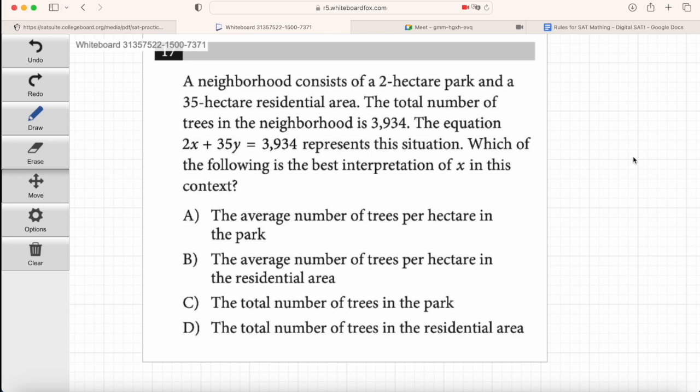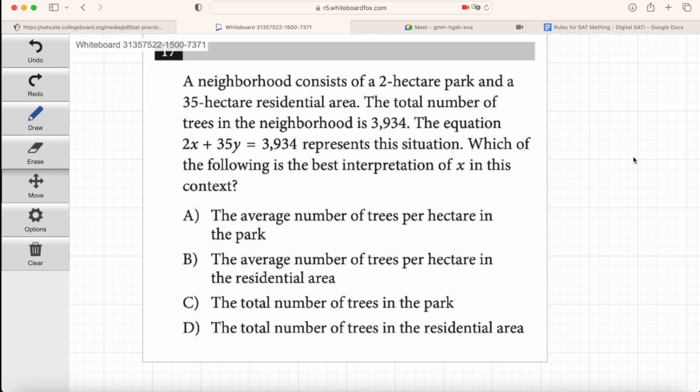And then this is the opposite perspective. They give you the equation, and we've got to figure out what the situation is. So this is a tricky question. It really is. First of all, we're trying to figure out the best interpretation of the value of x in the equation. Let's look at the equation a little more closely.